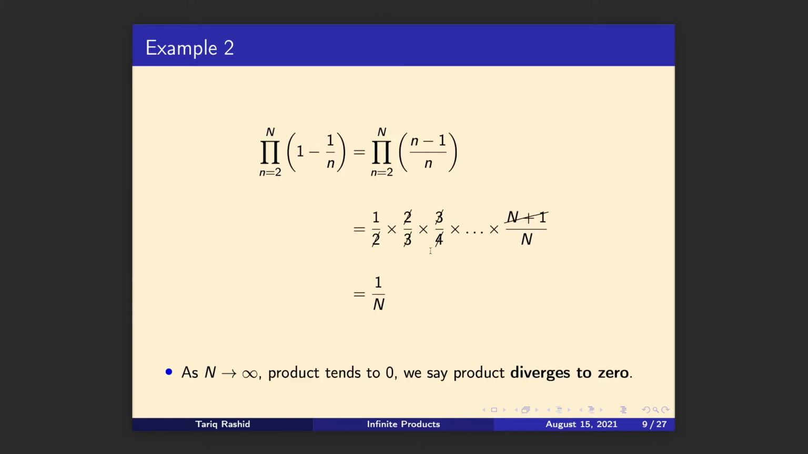And again we can write out the terms and spot a pattern. So this now becomes n minus 1 over n. So it's 1 over 2, 2 over 3, 3 over 4, and so on. And then we can cross out in a systematic way, leaving 1 over n. So as n goes to infinity, the limit approaches 0. So we say the product goes to 0, and in fact diverges to 0. That's the expression we use, because we said convergence has to be non-zero. We'll see why.